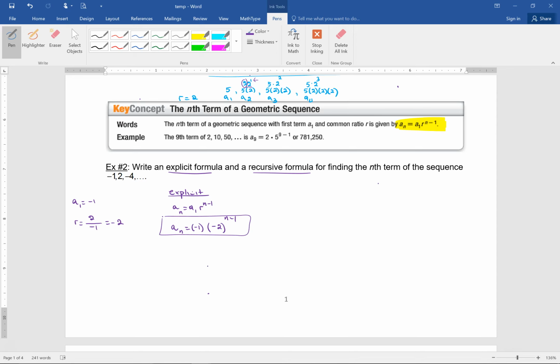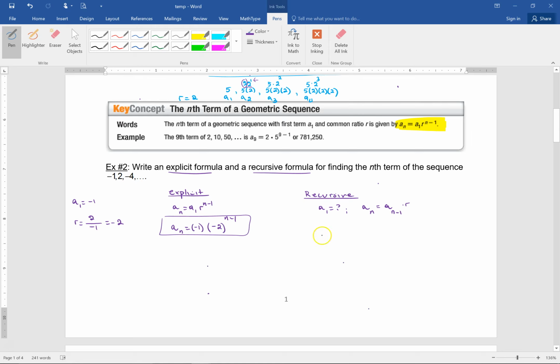Okay. Now, the recursive formula, remember that has to look like this. A1 is some number, and then we have an has to relate to the previous term, right? So that has to relate to the previous term, which is a sub what? N minus 1. And in our geometric sequence, what do we do to each term to get the next term? We multiply by r. So that's how it's going to look every time.